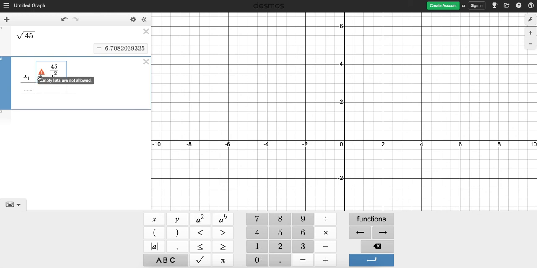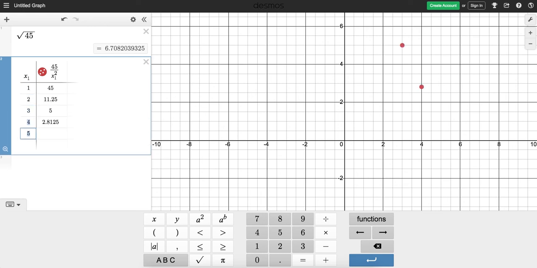Right now the x1 list is empty, so we're going to start to populate it. It's going to take whatever we type, in this case the first one is 1, take 45 and divide it by 1 squared, and we get 45. Then the next ones are 2, 3, 4, and we can stop once we get a value that's below 1.